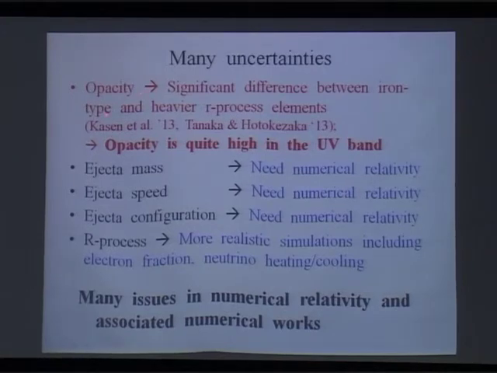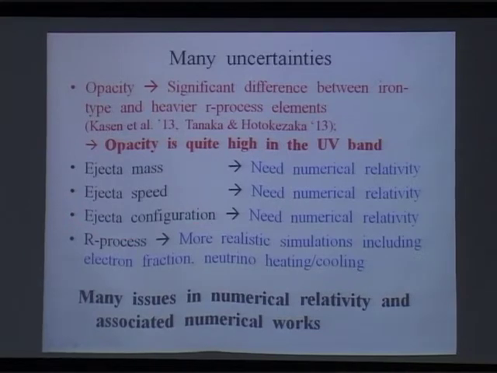But anyway, there are many uncertainties. One serious uncertainty was opacity. Because we now consider the r-process heavy elements, but we don't know the opacity for such heavy elements. But recently, Kasen and Tanaka performed a detailed analysis of opacity, and they clarified that the opacity is fairly high. So I think that this question was partly answered. But still, there are many uncertainties.